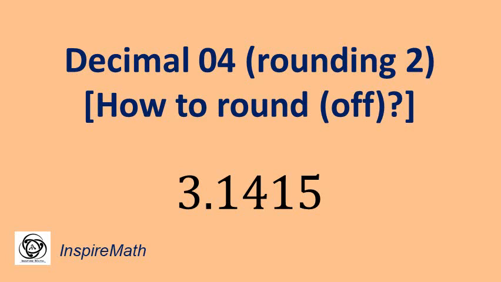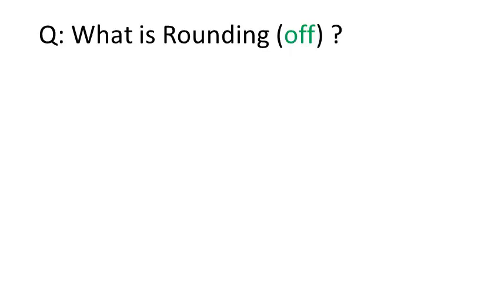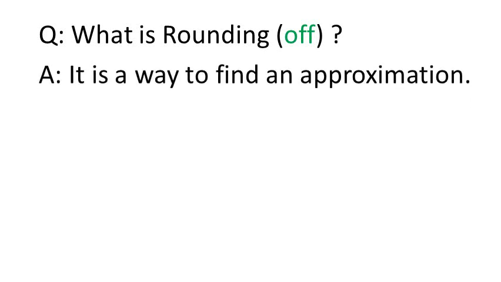Today, we're going to study what rounding is and how to round or round off decimals. Let's study what rounding or rounding off is. Rounding is a way to find an approximation. There are several ways to find an approximation, but rounding is the most popular way to find it. In order to find the approximation, we need to think which level we are looking at.